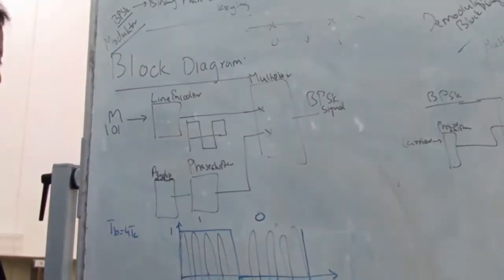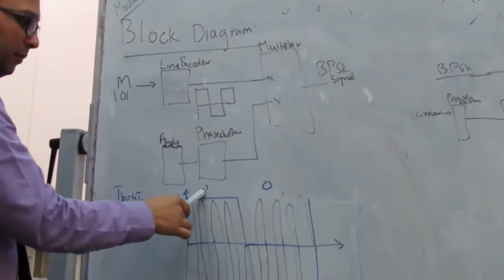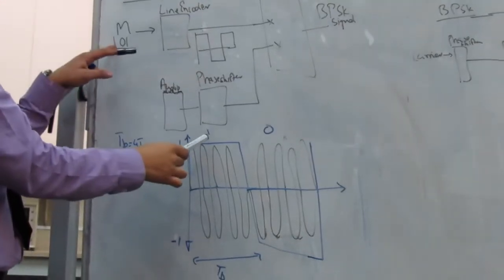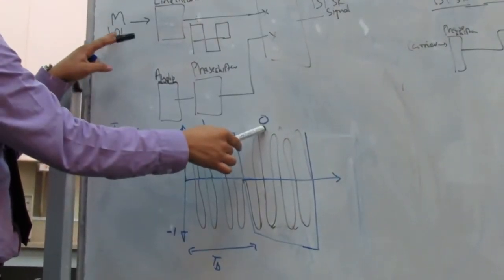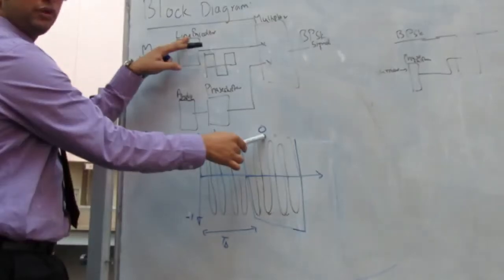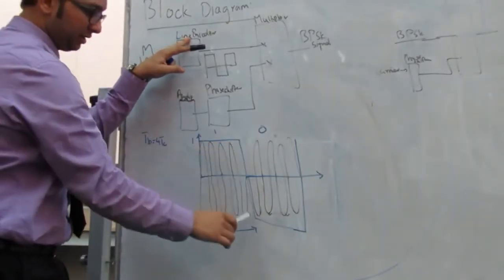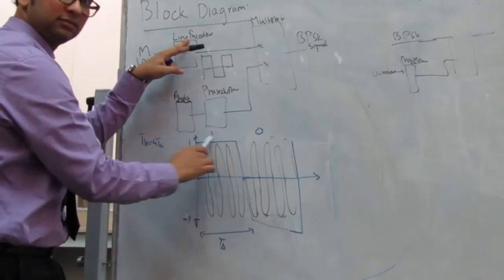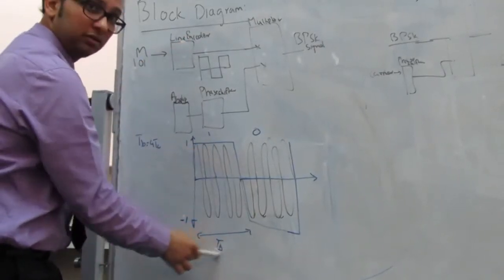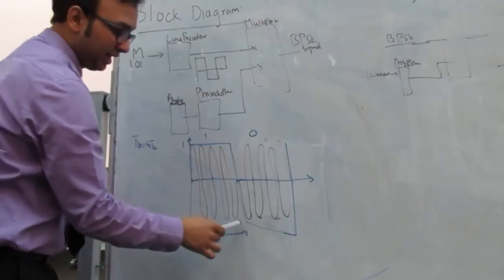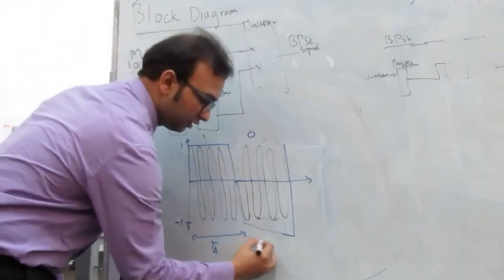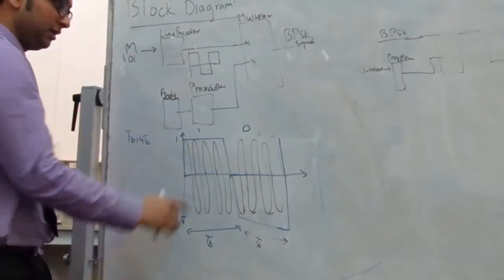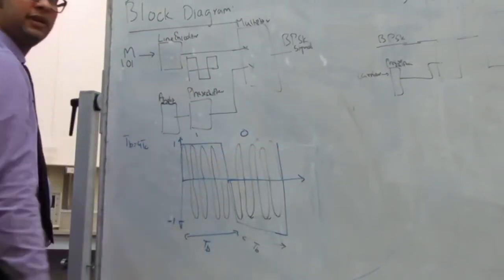Let us look at it. For example, I have bits 1 and 0. So M is 1 and 0. The line encoder will change it to square pulses. A 1 is represented as +1 for the duration of the bit clock, and 0 is represented as -1 for the duration of the same bit clock. So this is my line encoder output.